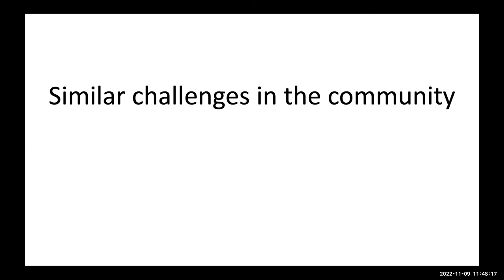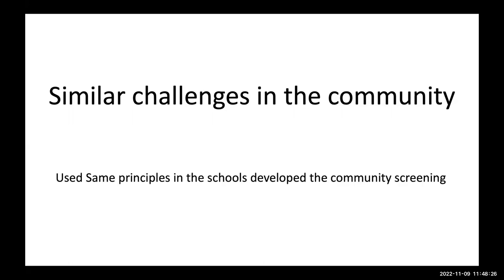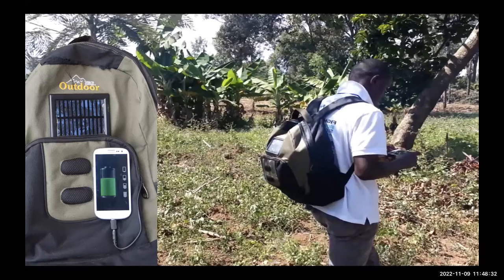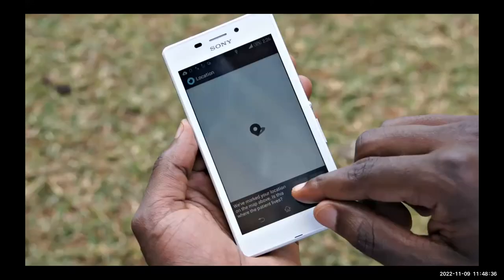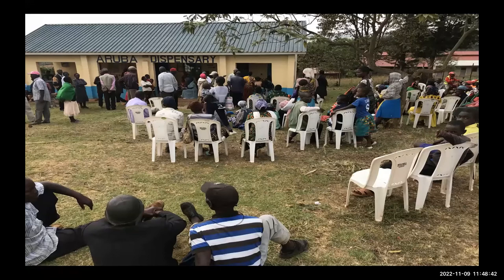In the community, we found that we had similar challenges, and we used to have community volunteers going from house to house to screen. So we thought we could also train them on PEEK. So we used the same principles that we were using in schools and trained community volunteers. So when they were going house to house, they would actually screen people using the PEEK system, and then geotag them and refer those people who had eye problems to a triage center like a dispensary.